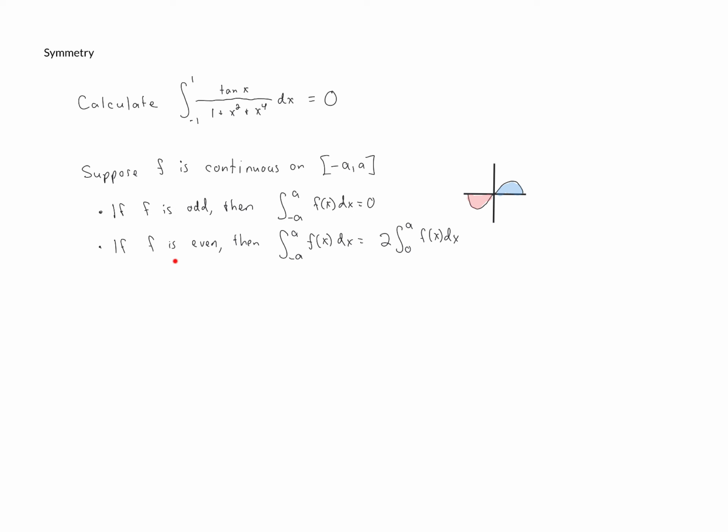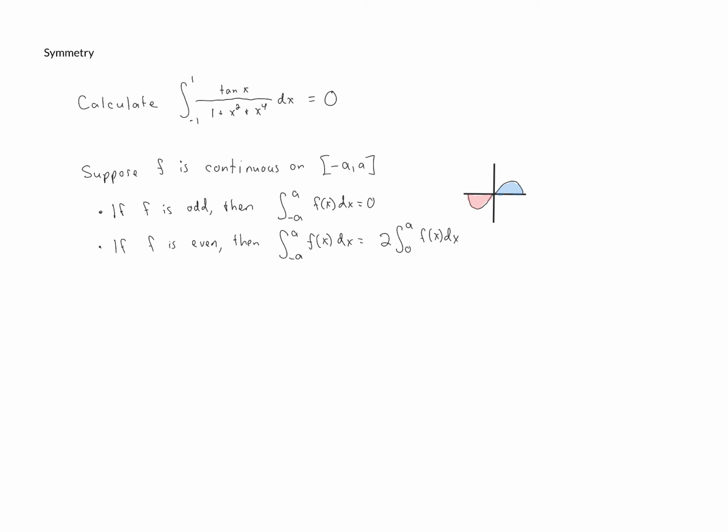Now, if f is even, we don't have as nice of a rule, but we do have something that's a little bit helpful. If it's an even function, which means it's symmetric across the y-axis, then if we want the integral from -a to a of f of x dx, what we can do is double the integral from 0 to a of f of x dx.